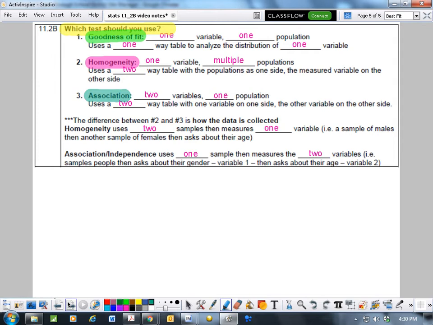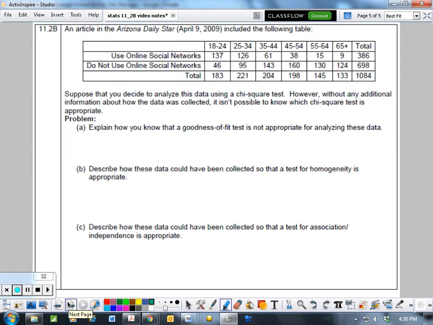So let's go ahead and take a look at a problem and talk about what test would be most appropriate. An article in the Arizona Daily Star on April 9th of 2009 included the following table. We have these age groups and how many use online social networks and how many do not use online social networks. Suppose that you decide to analyze this data using a chi-squared test. However, without any additional information about how the data was collected, it isn't possible to know what chi-square test is appropriate. So question A, how would you know that a goodness of fit test is not appropriate?